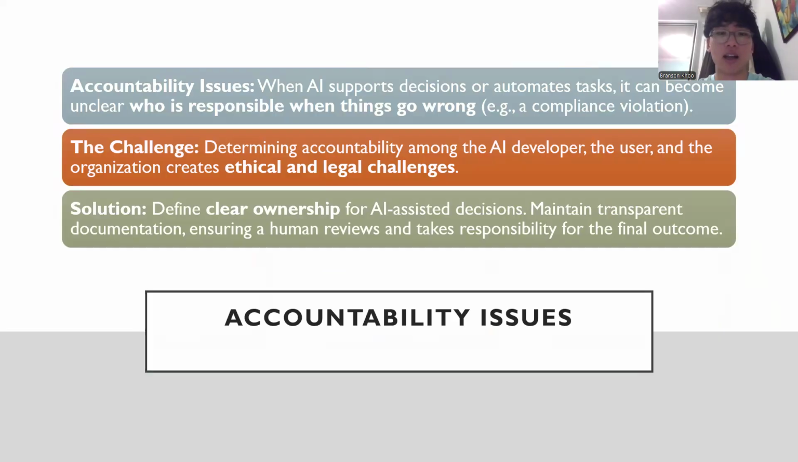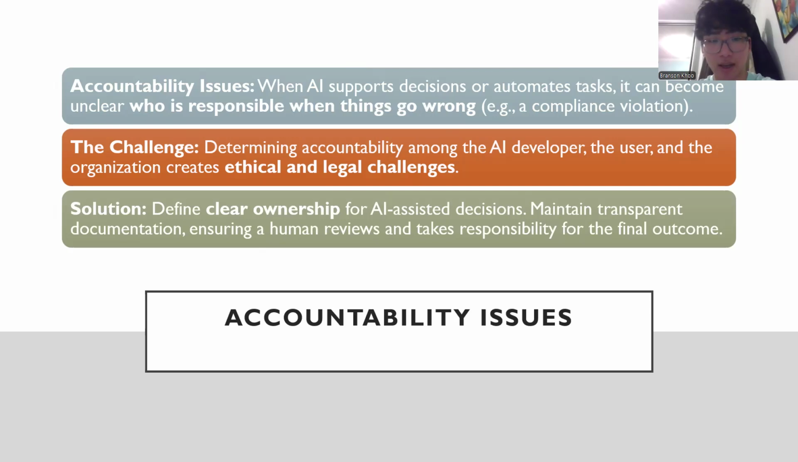Finally, consider accountability issues. When AI is used to support decisions or perform automated tasks, it can sometimes become unclear who is responsible when things go wrong. If an AI-generated recommendation leads to a poor business decision or compliance violation, who is accountable? The AI developer, the user, or the organization? Lack of clear accountability can create ethical and legal challenges.